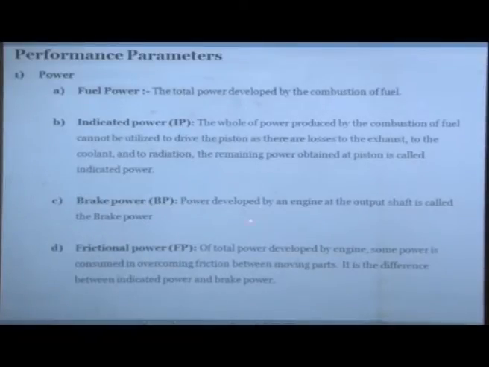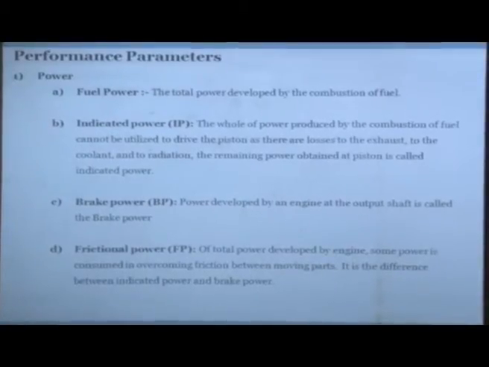And the difference between these two is going where? In the friction. So the difference of these two is called frictional power. Of the total power developed by the engine, some power is consumed in overcoming the friction between the moving parts, friction in the bearings. So it is basically the difference between the indicated power and brake power. Is the difference clear? Fuel power, indicated power, brake power and friction power. Is this clear?